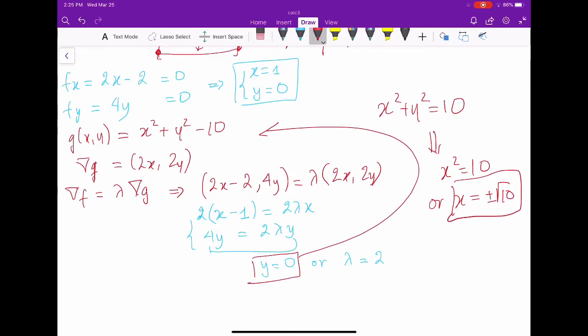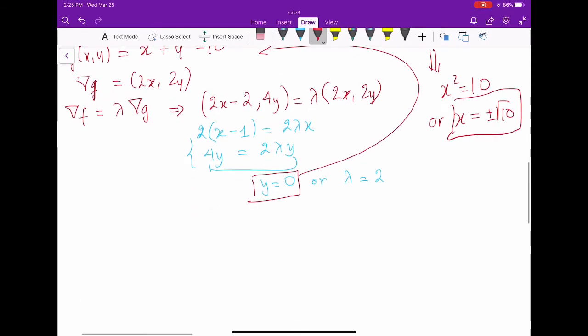Make sense? And you have 2 points on the boundary already. That is the first case, when y equal to 0. The second case, when lambda equal to 2. And you plug lambda equal to 2 into this equation. You have x minus 1 equal to 2x, or x equal to negative 1.